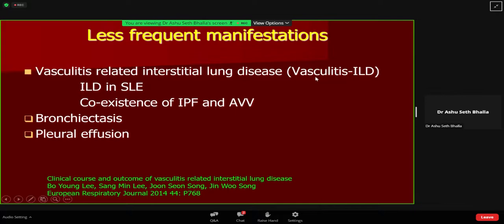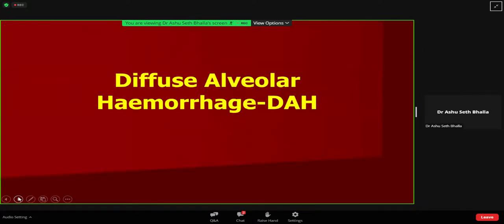This is the correct way to write it, vasculitis ILD, which means ILD in SLE. And there is also coexistence of IPF and ANCA-associated vasculitis reported, which is referred to as vasculitis ILD. Bronchiectasis is also a consequence of repeated airway inflammation, and occasionally pleural effusion. Now we come to the first manifestation.